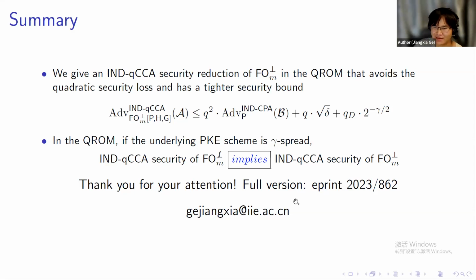I think it cannot change the decision because we prove that if one is secure, the other is also secure, but we need a requirement that the underlying PKE scheme needs to be gamma spread. But for example, the winner, Kyber, as far as we know, no one has computed the gamma spread of Kyber.